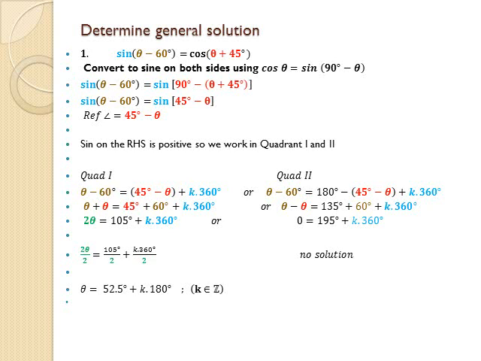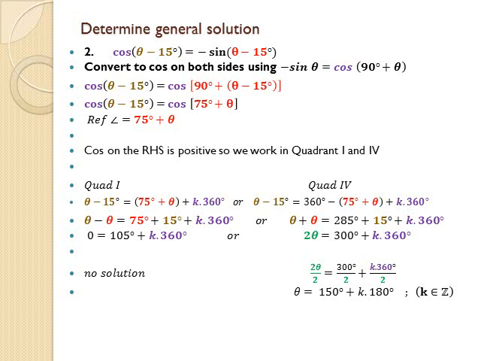Let's look at problem number 2. In this case I have cos(theta minus 15 degrees) equal to negative sine(theta minus 15 degrees). So you see there, I have cos and I have sine, one side positive, the other side negative. To convert to cos on both sides using negative sine theta, I should remember that cos of (90 plus theta) falls in the second quadrant. In the second quadrant, cos is negative, but the 90 changes cos to sine. So negative sine theta is the same as cos of (90 plus theta).